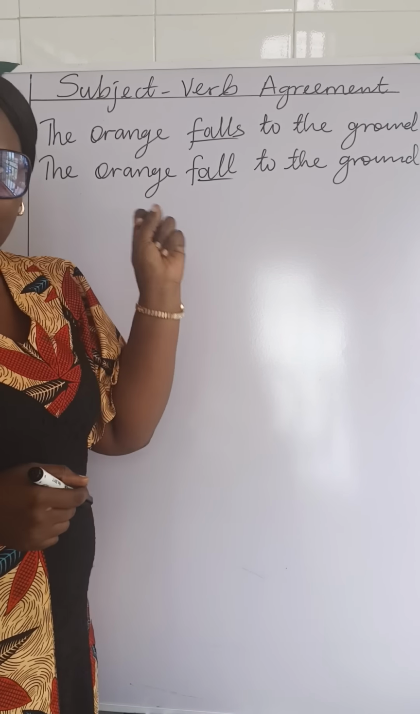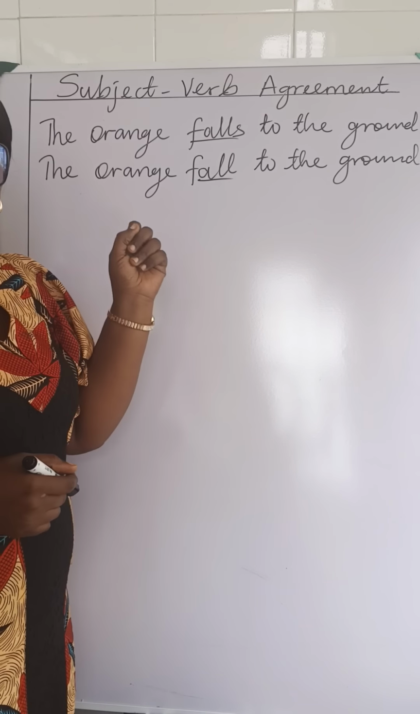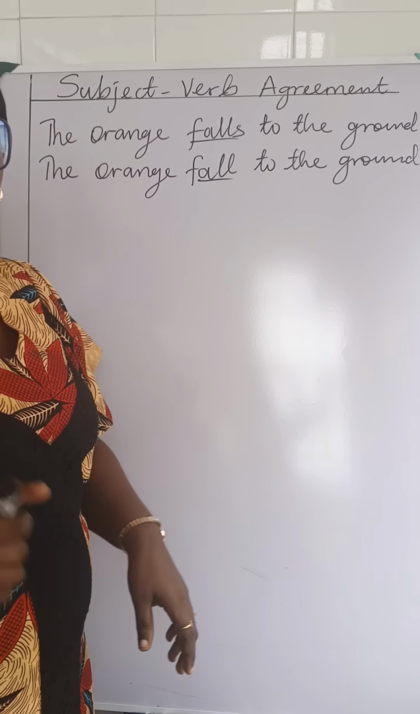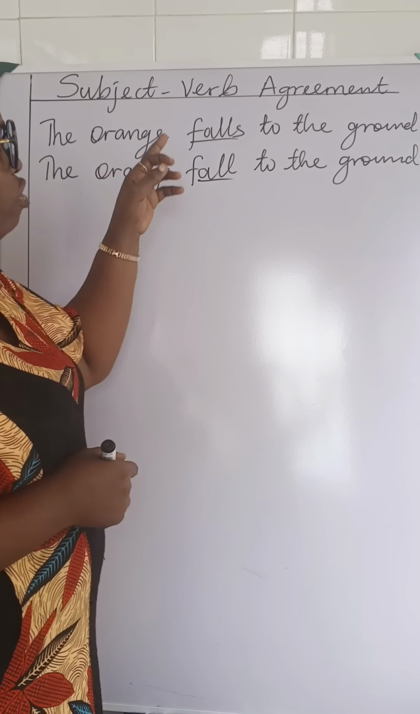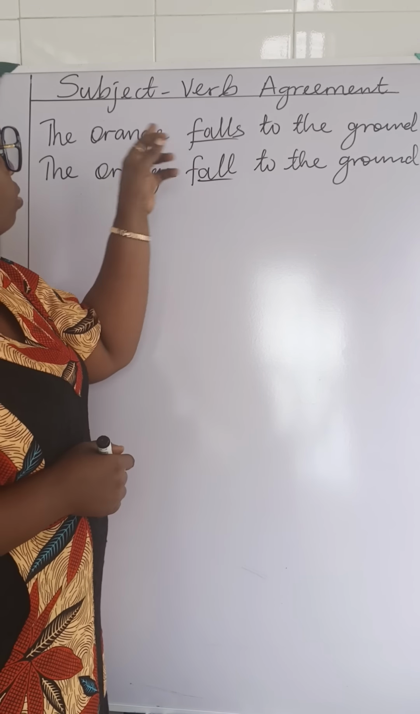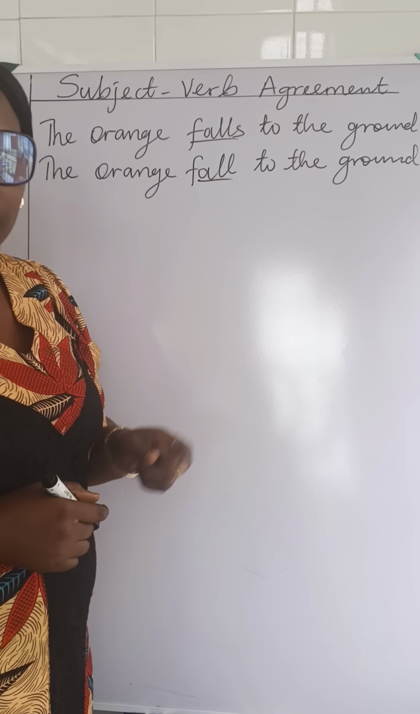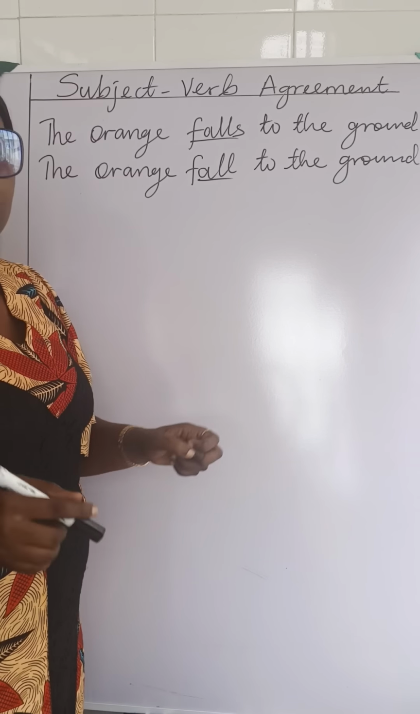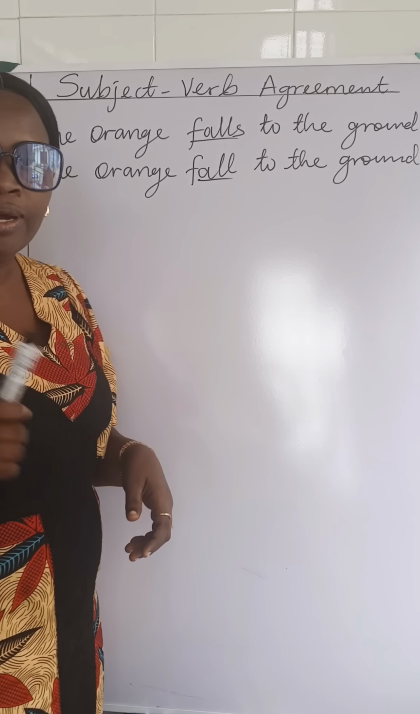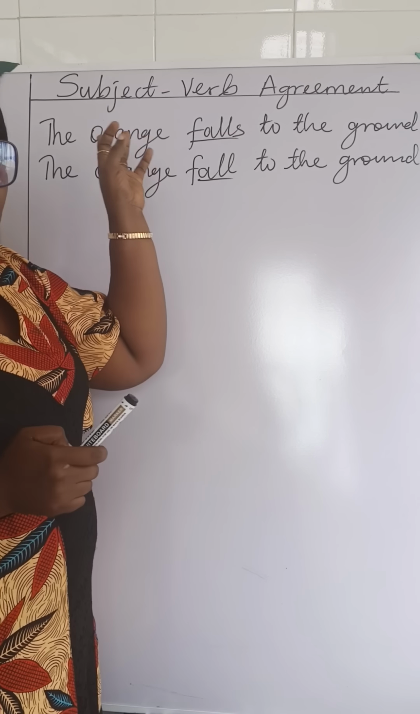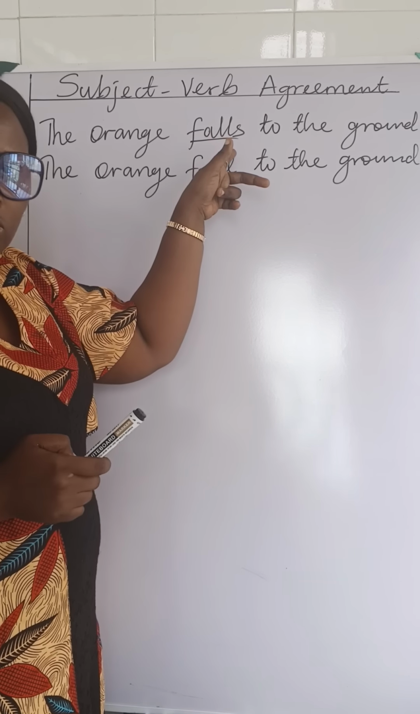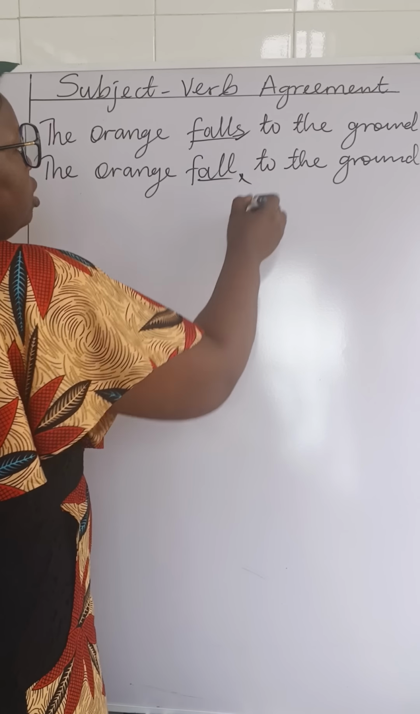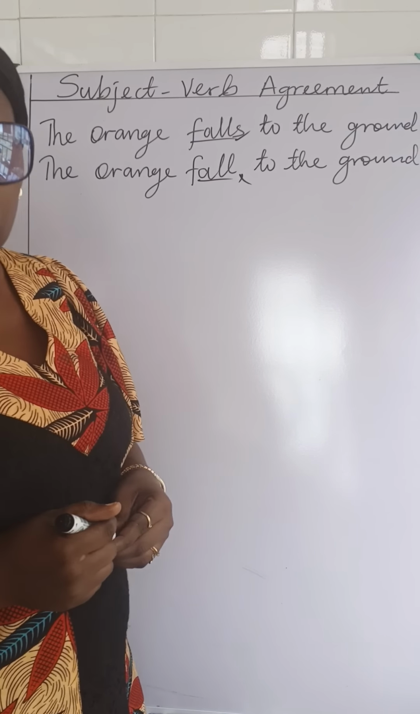Looking at the two examples we just gave, it brings us to what we want to talk about today. After what I have explained, which one do you think is the answer? Now, the orange falls to the ground. This orange is how many? Just one orange, singular. The subject, the orange, falls. In subject verb agreement, the verb must agree with the subject, and the verb here is falls, one orange, and it has an S. So number one is correct. The orange falls to the ground.